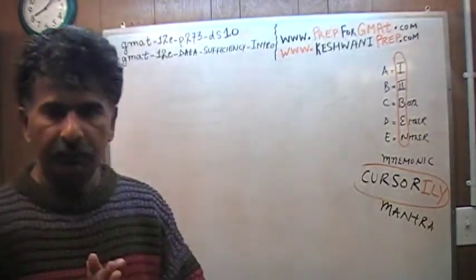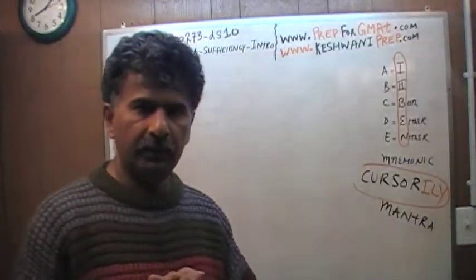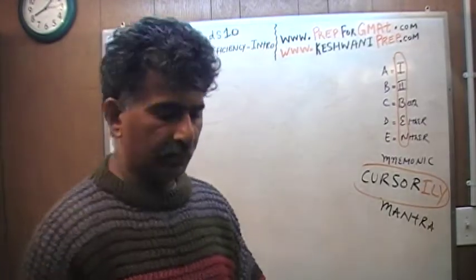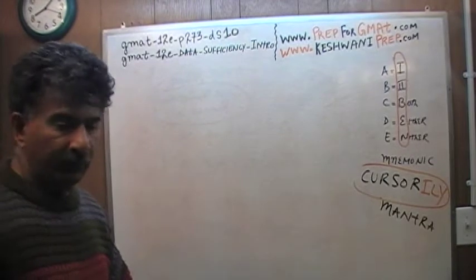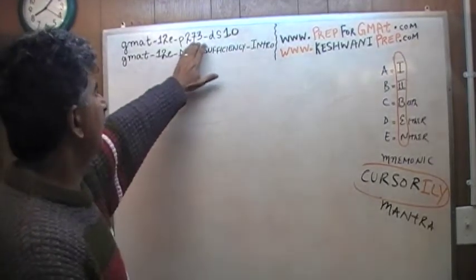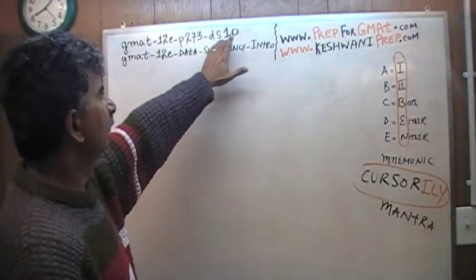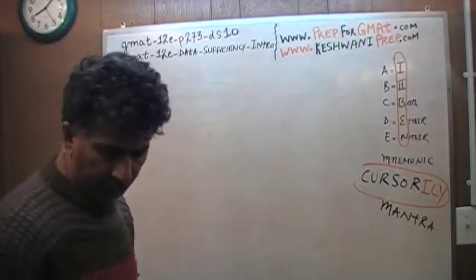You need to have it in order to prepare for the exam, in order to follow my work, so that you can read the problem on your own. You have to have the book in front of you. The problem that I'm about to solve is the one that you're going to find on page number 273, data sufficiency question number 10. Let's take a look at it.